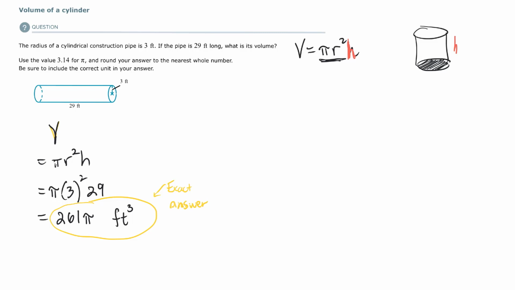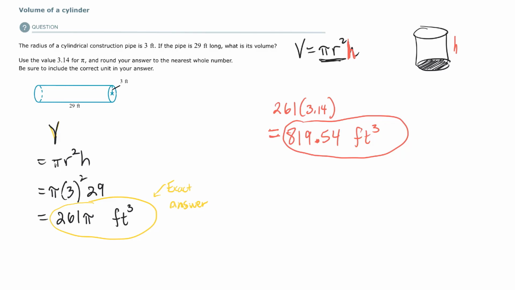Let's try to find the rounded answer that it asked for, 261. We're going to substitute 3.1400ths, and then those units, of course, are going to be in cubic feet. Do that quickly on your calculator. And we get 819.54. And once again, make sure you put your units. Always write your units on your sheet of paper. There you go. That is the final answer.